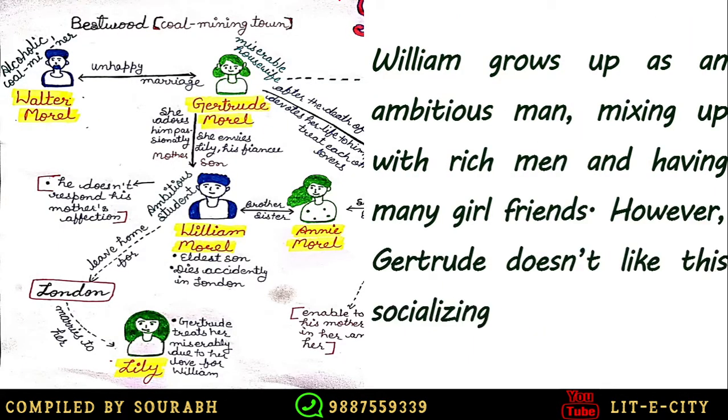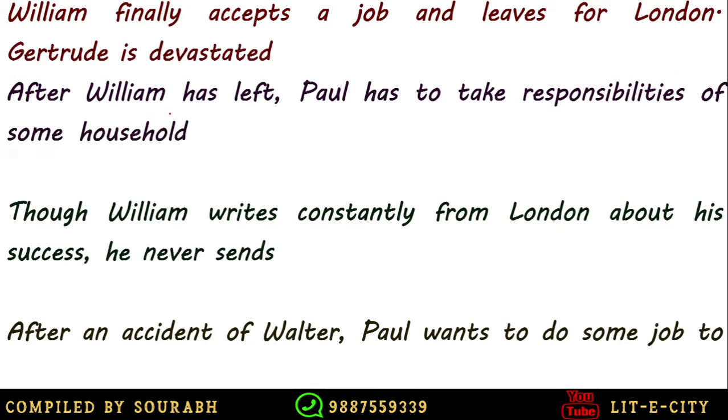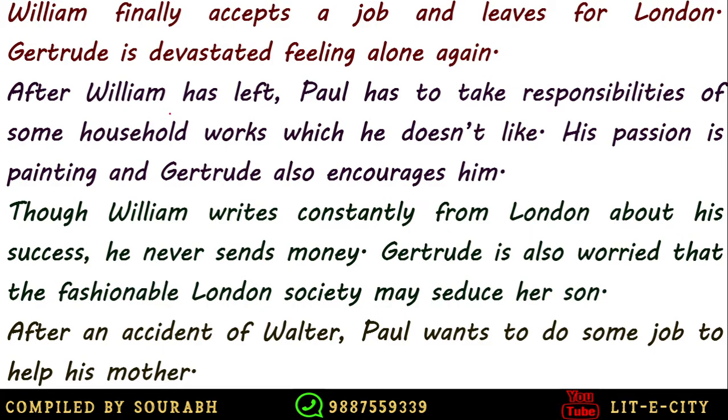William grows up as an ambitious man, mixing with rich men, having many girlfriends. Gertrude doesn't like this particular socializing. Here you can see that William Morrell is a very ambitious kind of person, and he does not respond to his mother's affection. She is very much worried about this particular attribute of William. William finally finds a job and leaves for London. Gertrude is obviously devastated. Once again, she feels that she has been left alone.